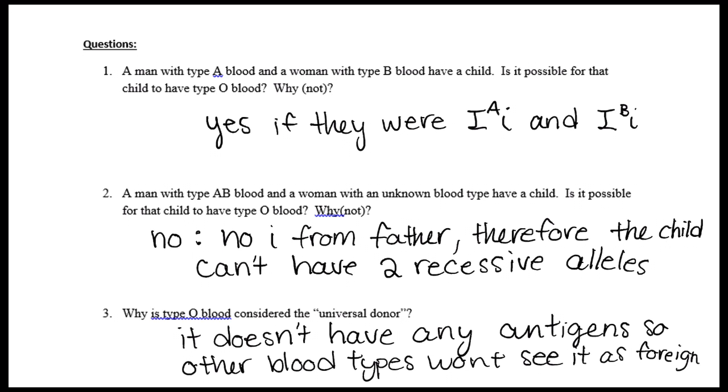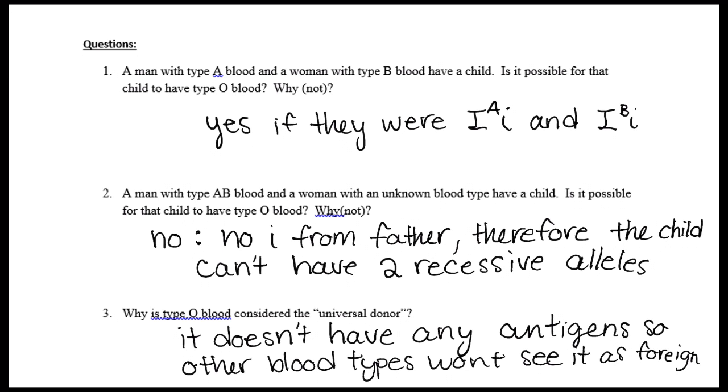A man with type AB blood and a woman with an unknown blood type have a child. Is it possible for the child to have type O blood? Why or why not? So no, there is no lowercase i from the father. Therefore, the child can't have the 2 recessive alleles. They would only possibly get one from the mom if she had one.